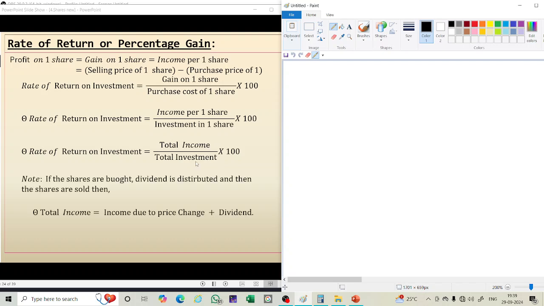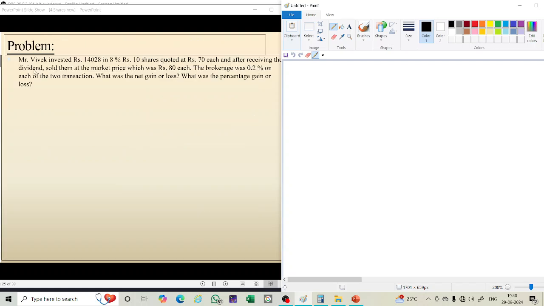Suppose dividend is received, then we have to add dividend in income, means in selling price minus purchase price we have to add dividend. From this we get total income, and if we use this total income here, we get rate of return, or we can say percentage gain. We will see one problem.